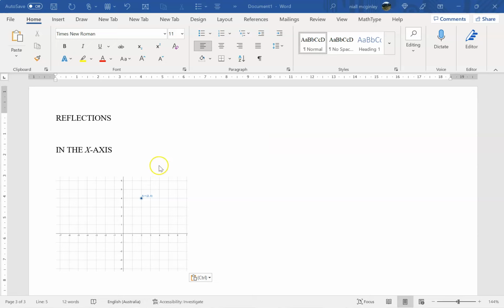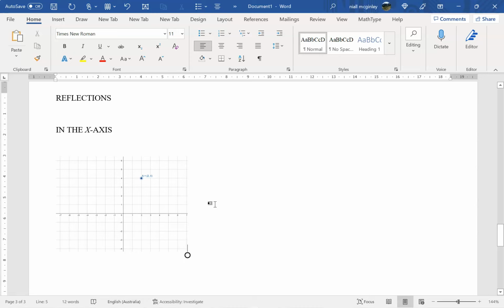So in this video, we'll look at reflections and the two different types of reflections that we can have for functions. So we can have a reflection in the x-axis, a reflection in the y-axis. You can combine the two also. But looking at the reflection in the x-axis first, we've got this point (2, 4).